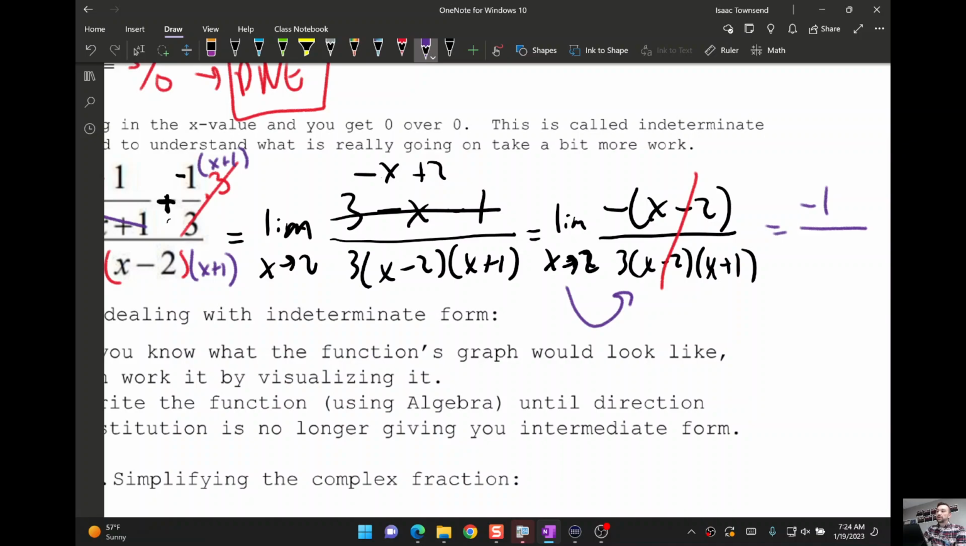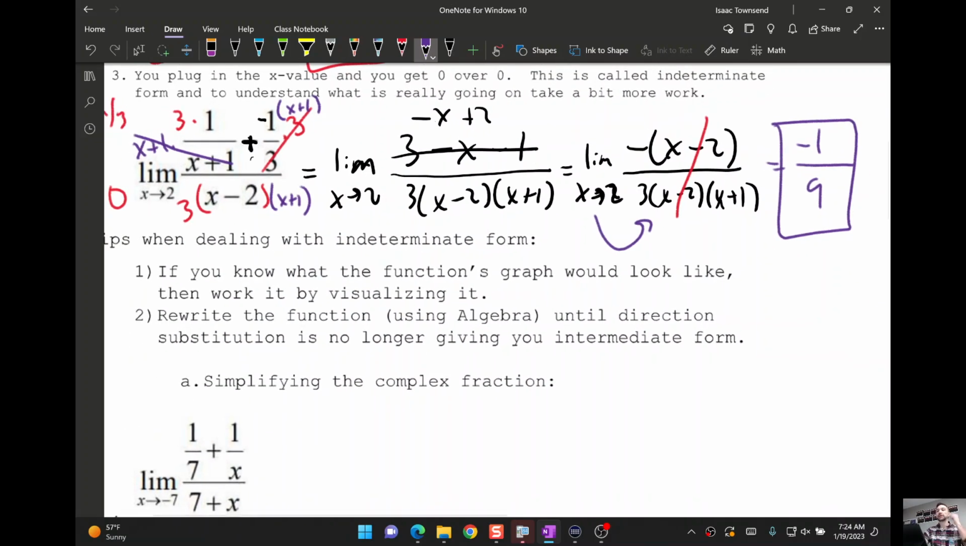3 times 3 would be 9. So that's the first type of question we're going to look at today. How to practice reducing those complex fractions so that it's no longer a complex fraction. Then we got to work with it a little bit to get something to cancel, and then direct substitution should work. So the start and end of the question are the same as we've done the last couple of days, but working with this mess to get it to that is our first challenge.